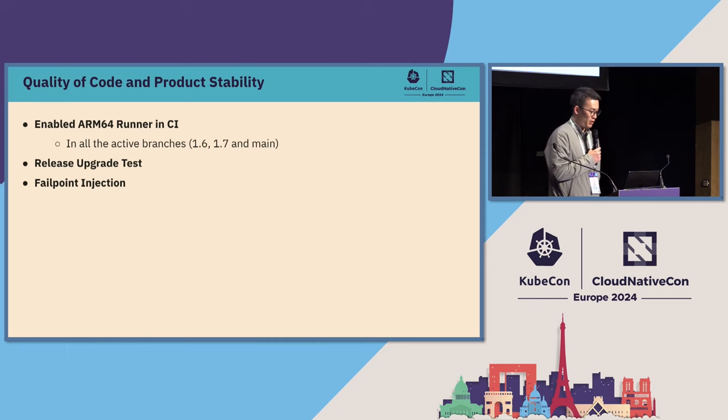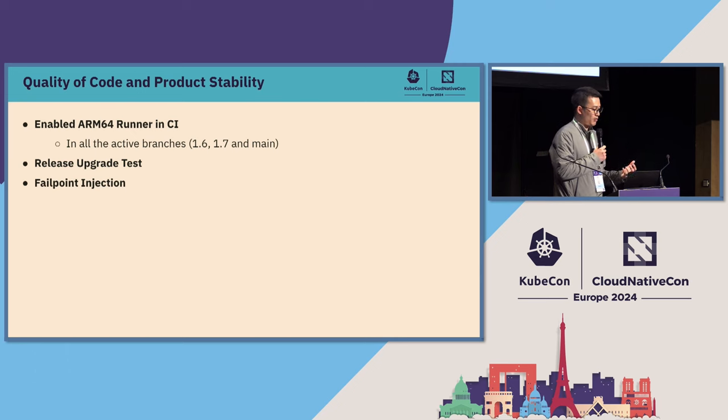Besides the new features, we still do a lot of things to improve our quality. First, we enabled the arm64 runner in the CI for each pull request, and we also backported this pipeline to 1.6 and 1.7. And since we did a lot of refactoring and introduced the sandbox API and the transfer service, we also added a release upgrade test. This test ensures there's no regression when you upgrade Containerd in place. For example, we need to ensure we can recover all the existing running pods and all the existing images.